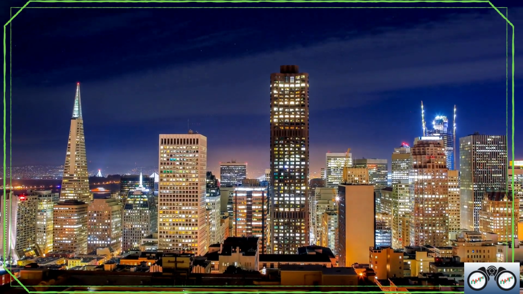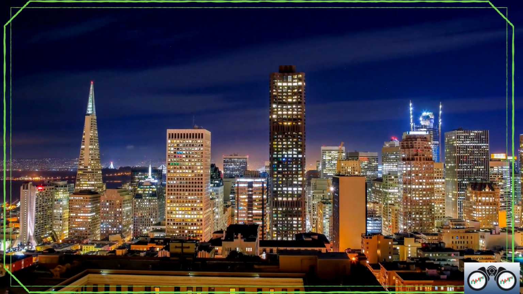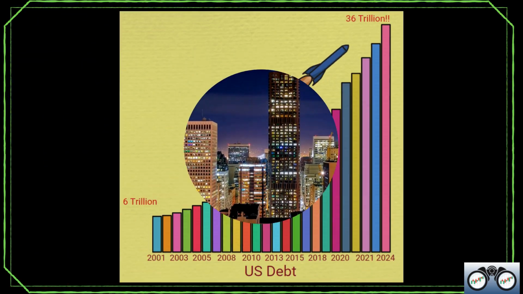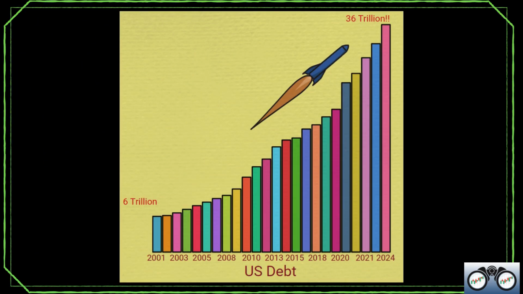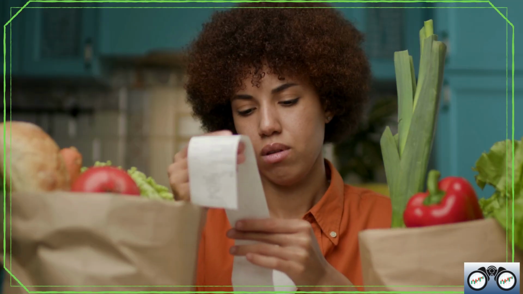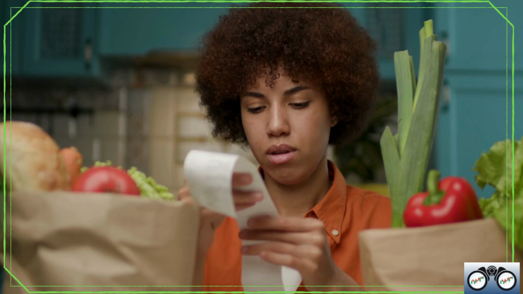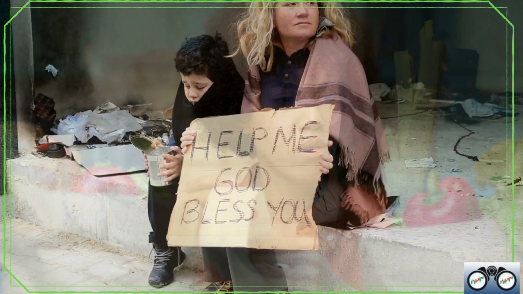So why is the US suddenly flipping the script? Well, let's face it. The old model is breaking down. The national debt has skyrocketed past $36 trillion, and printing money, aka quantitative easing, has been pushed to its limits. Inflation has hit hard, and the middle class is shrinking while wealth inequality keeps growing.